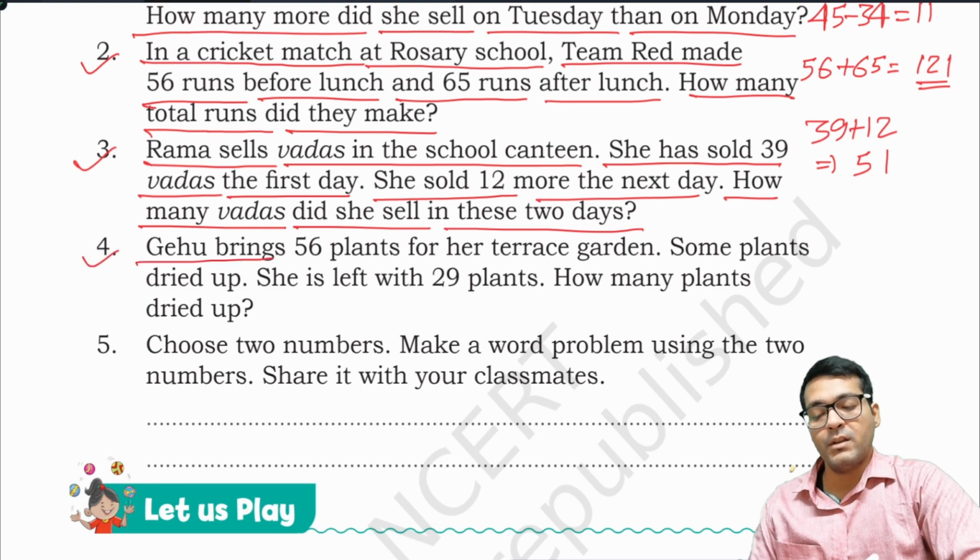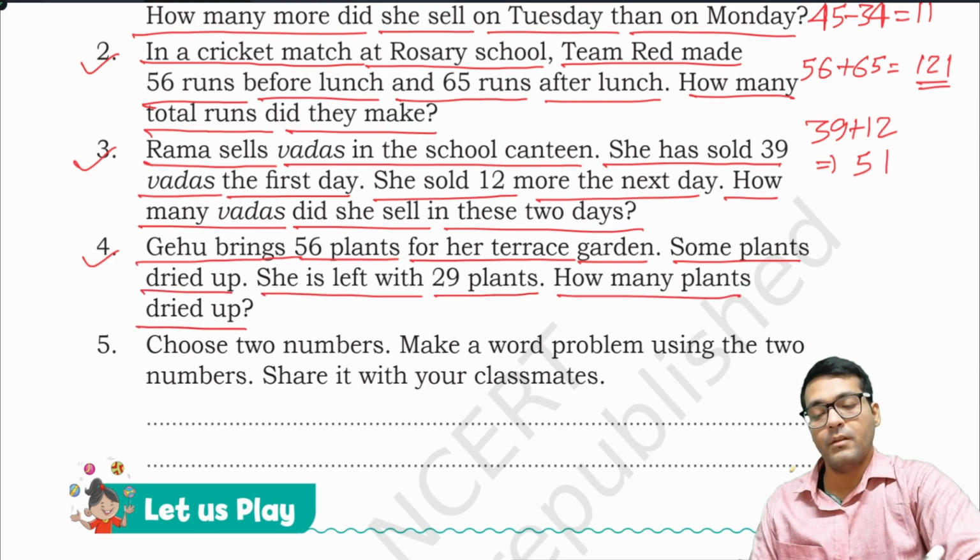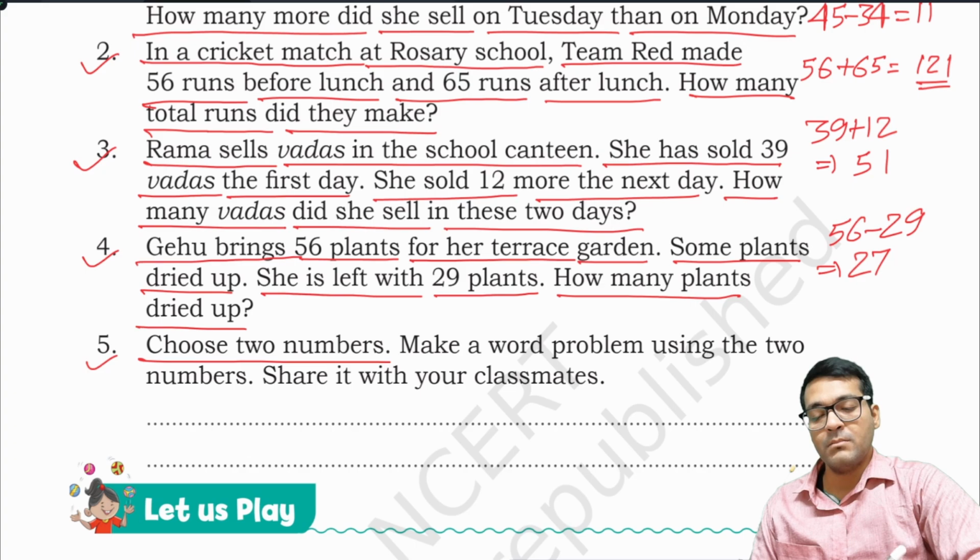4. Gehu brings 56 plants for her terrace garden. Some plants dried up. She is left with 29 plants. How many plants dried up? That means 56 minus 29. That is equal to 27. Kindly match your answers. 5. Choose two numbers. Make a word problem using the two numbers. Share it with your classmates.